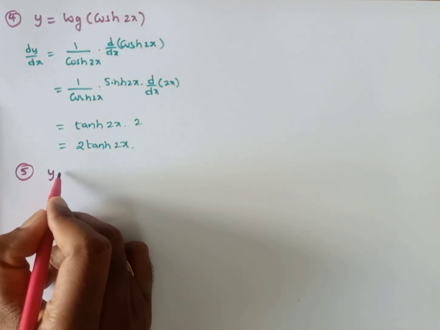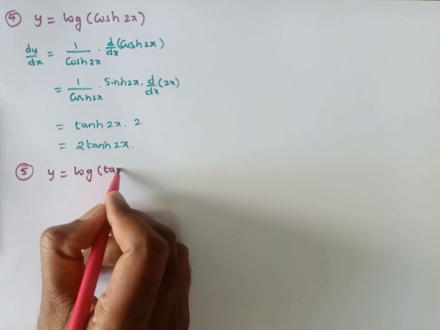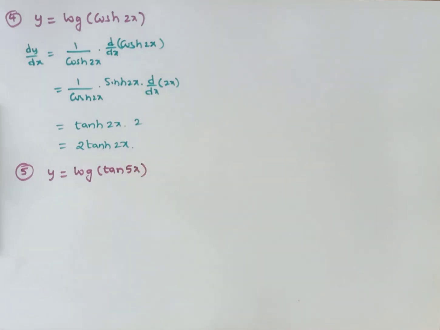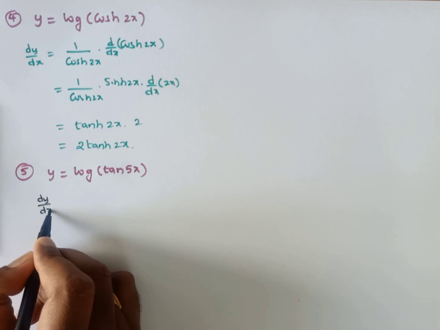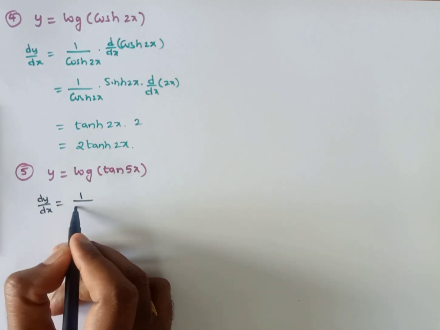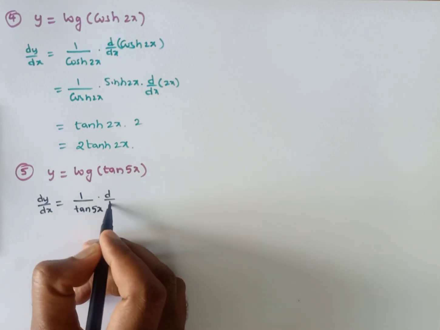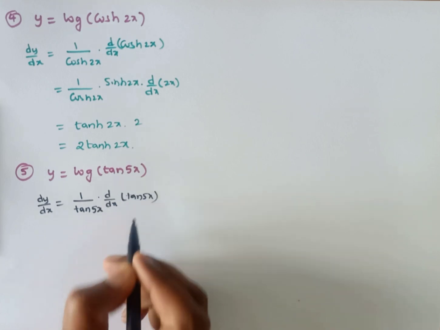So fifth one, y equals log of tan 5x. Try this. Here it is not a hyperbolic function, it is tan of 5x, only the tan function is given. Now how to evaluate this? dy by dx is equals to, the log derivative is 1 by tan of 5x into d by dx of tan 5x.